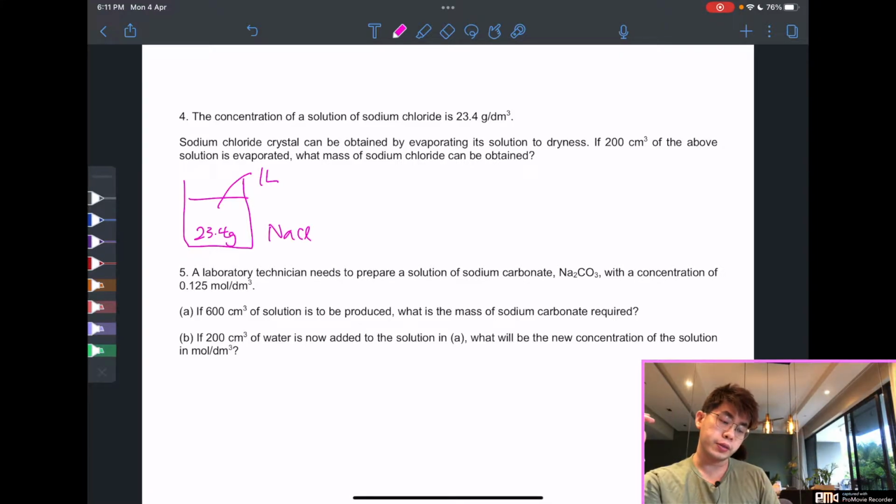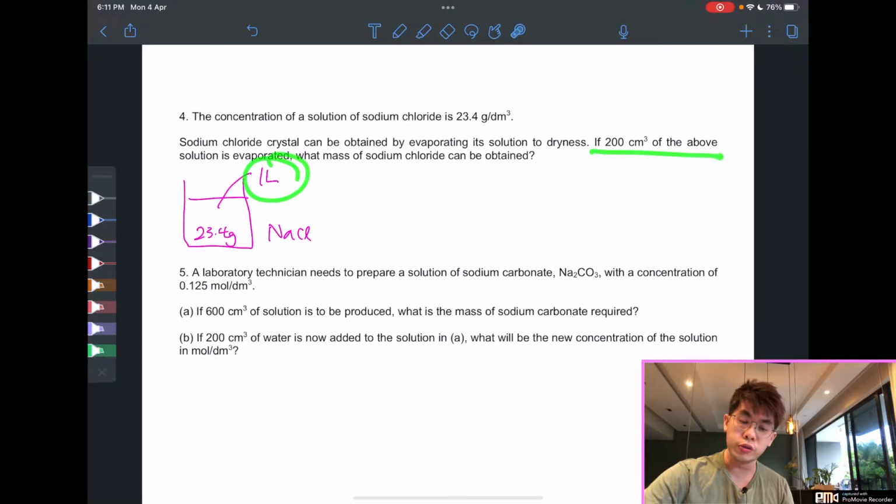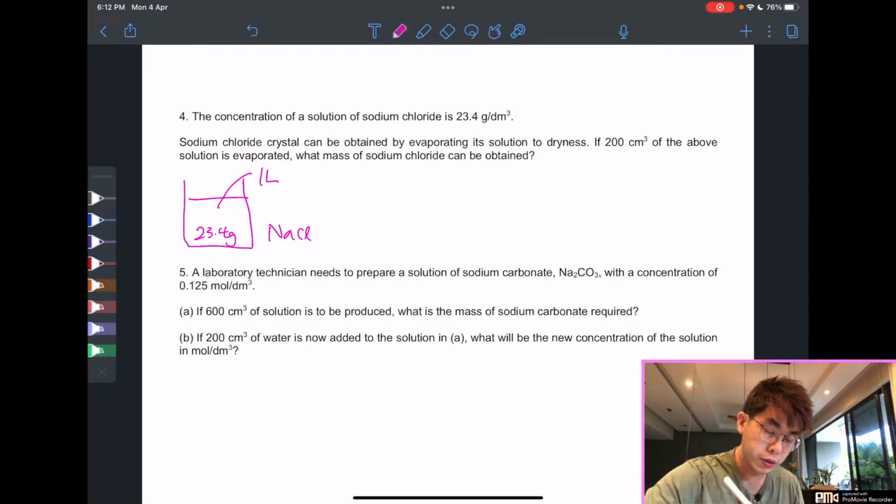Okay. Next, sodium chloride crystal can be obtained by evaporating the solution to dryness. So now, if 200 cm cube of the above solution is evaporated, what's the mass of sodium chloride obtained? The first thing that I've noticed is that they do not want 1 liter of it, they only want 200 cm cube. So if my 1 liter has 23.4 grams, 200 cm cube will have how much? So let's take a look.